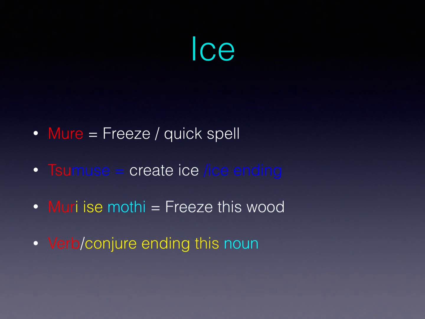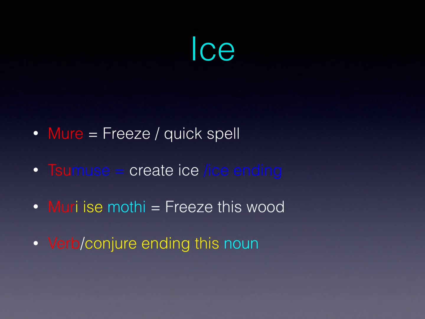Up next we have ice. So the ice, it's pretty simple. The mure is changed from mustre like last time, because I didn't really like the sound of it, so I changed it to mure. And mure is just freeze. It's a quick spell that you can use to freeze anything. If you want to create ice for maybe a drink or something, you can say tsumuse, where muse is the ice ending on tsure, which is to create. And yeah, that's it for that.